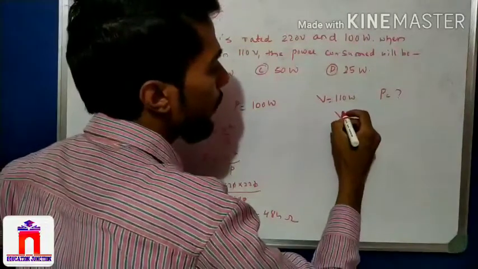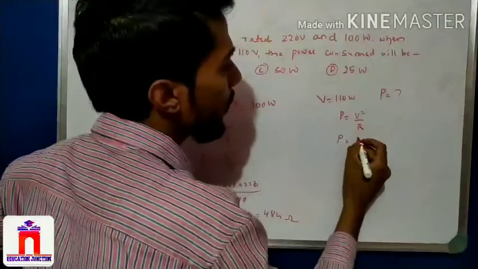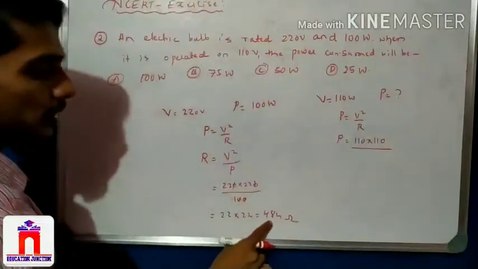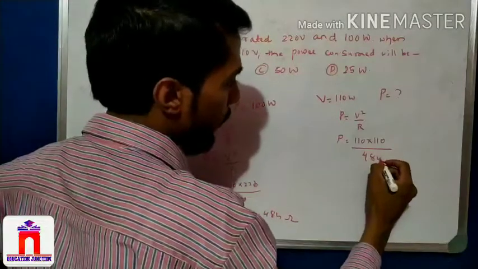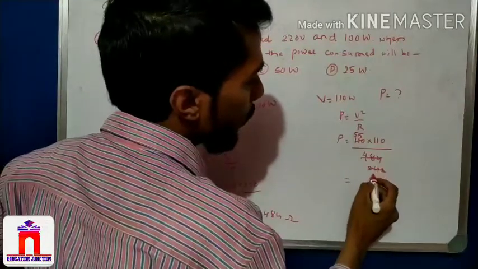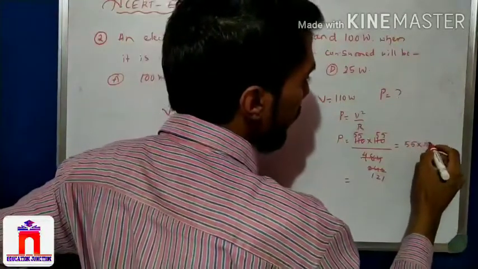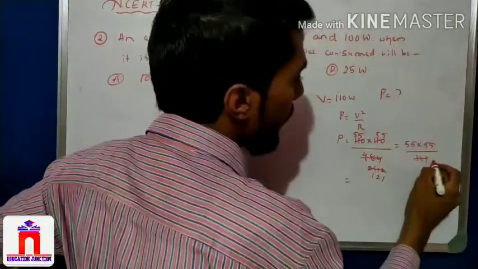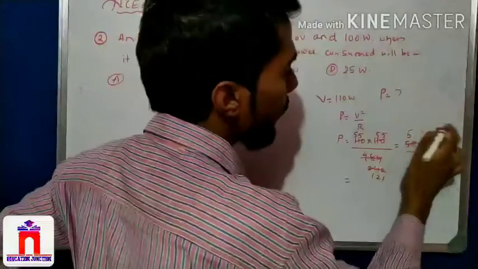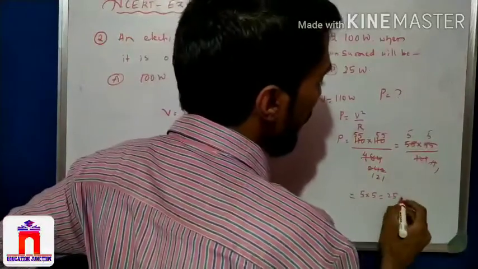Now put in the value. We know that power is equal to V square by R. So P is equal to how much? V is 110 here, so 110 into 110 divided by R, which we calculated as 484. Cancelling, we get 55 into 55 divided by 121. Again cancelling 11, 121 becomes 11, 55 becomes 5, so we get 5 into 5, which is 25. So the answer is 25 watt.